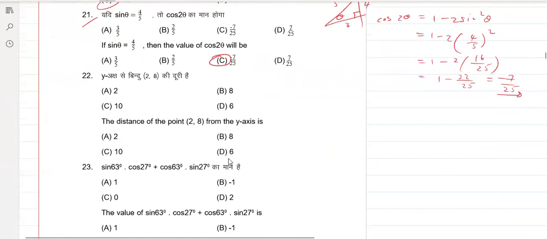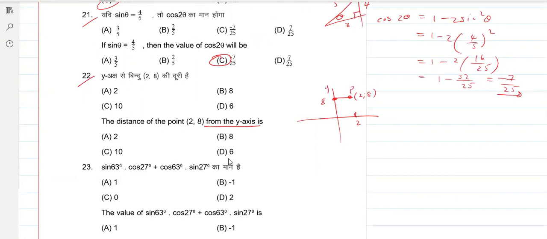Question number 22. All right, let us look at question number 22. The distance of the point 2 and 8 from the y-axis is, so we are starting from the y-axis. All right, 2 and 8. Point is 2 here and 8 there. So this is the coordinate 2 and 8. This is the value 2 and this is 8. Let's just call it P. This is the y-axis. From the y-axis, what's the distance to the point? Which is 2.